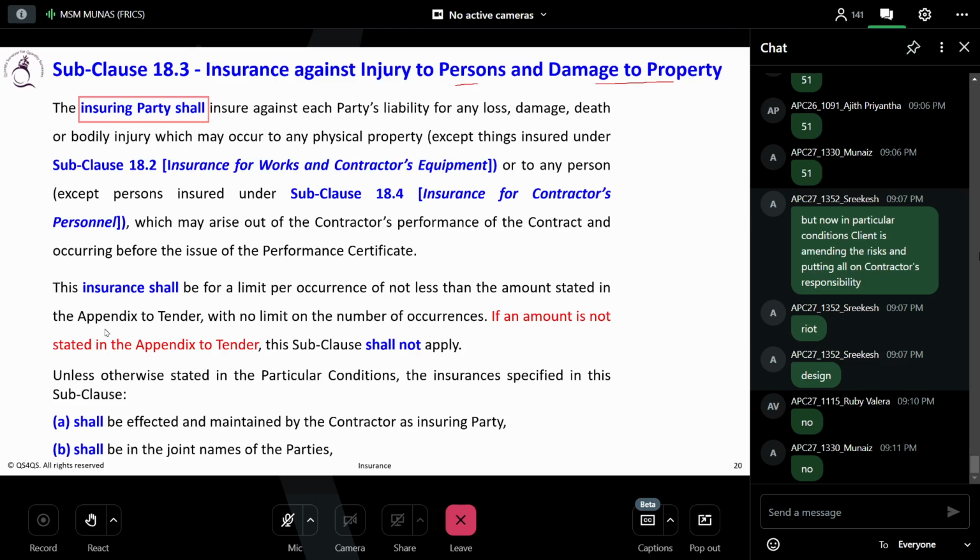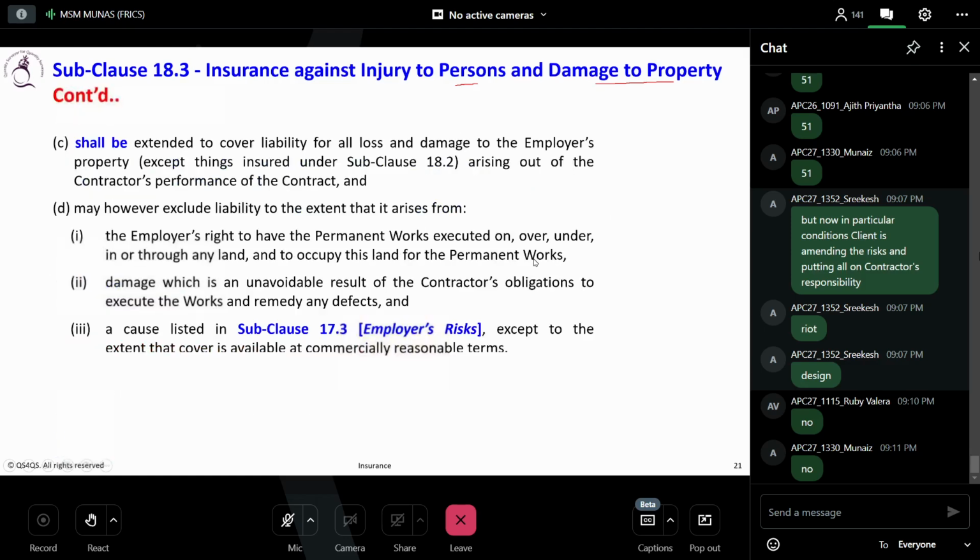The others are simple terms, we don't need to read again. So here we talk about the personnel and the property. Now here is the insurance against the person and the property. It is not the contractor's personnel. Actually, it's the employer's personnel, or other than the contractor's personnel. Now, when you go to 18.4, I just skip this one because it is simple. When you go to 18.4, it is contractor's personnel.